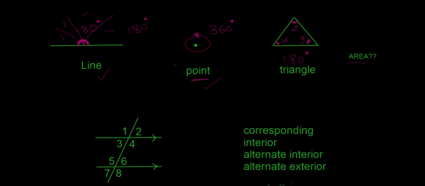How about the area of a triangle? Do we know what the area of a triangle is? Let's review. The area of a triangle is half times the base, which is this one over here, times the perpendicular height. We're not talking about the slanted height, we're talking about the perpendicular height. So half times base times height is the area of a triangle.